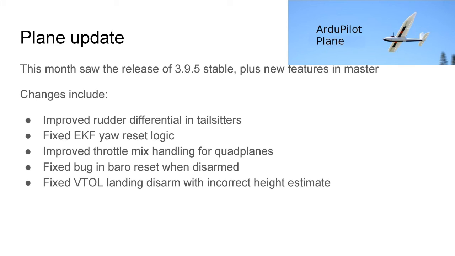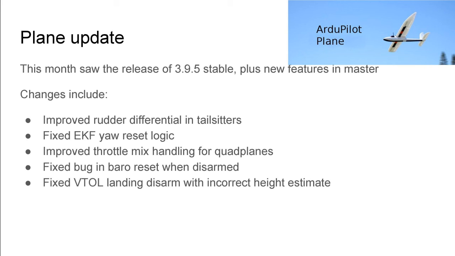Fixed an EKF yaw reset logic bug that caused a little twitch in yaw on the takeoff of quad planes. Improved the throttle mix handling for quad planes, which makes landings smoother. It prevents the vehicle from trying to correct its position when it's settling for a landing, which improves the smoothness of landings, particularly if you've got any sort of GPS errors happening at the same time.